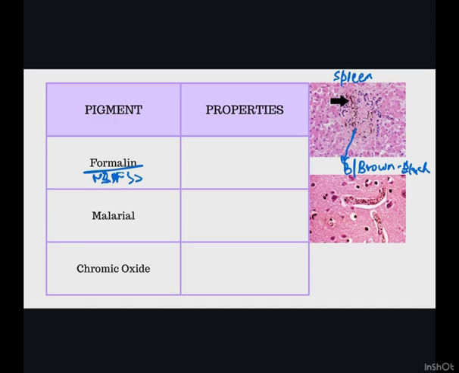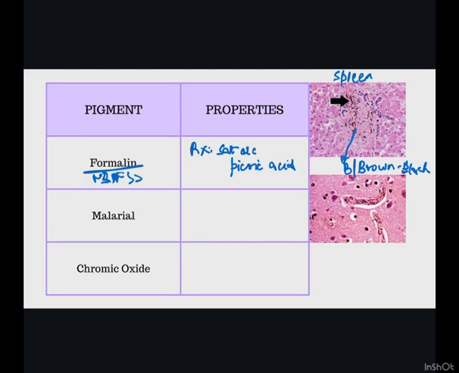So how do you treat tissues which are stained with formalin? You treat them by using saturated alcoholic picric acid solution.